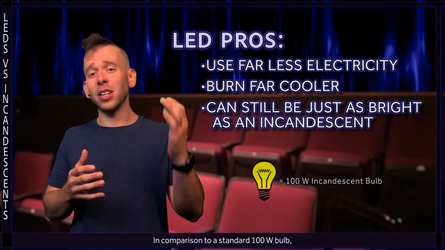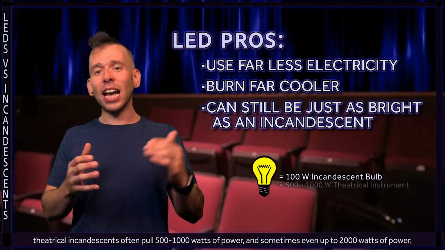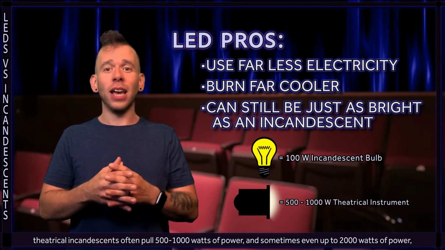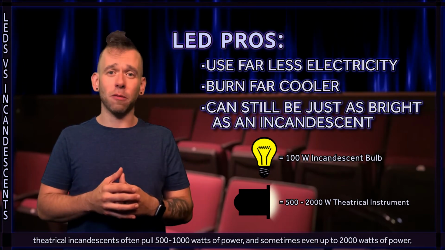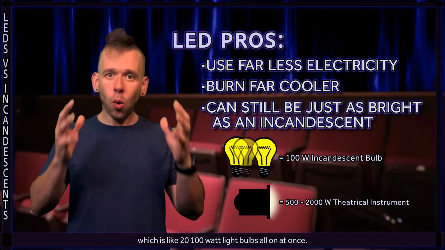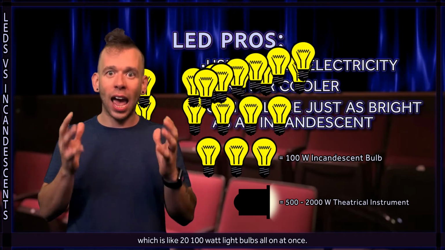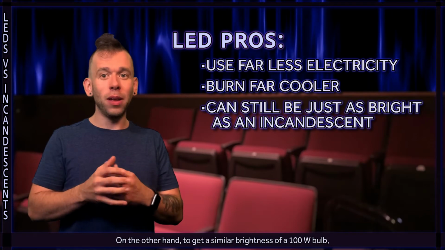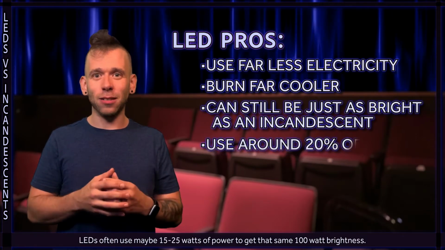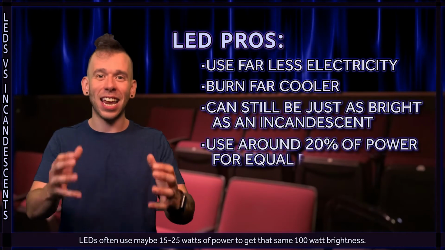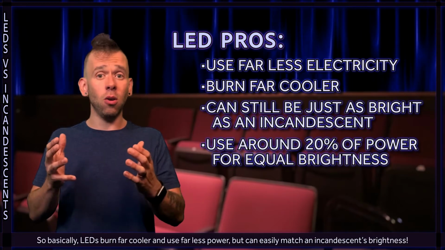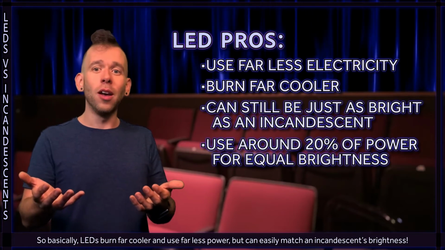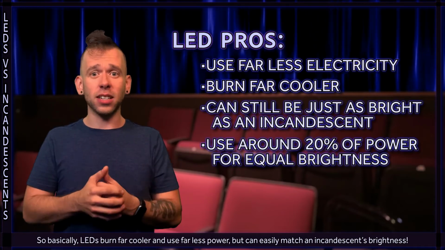In comparison to a standard 100-watt bulb, theatrical incandescents often pull 500 to 1,000 watts of power, and sometimes even up to 2,000 watts of power, which is like 20 100-watt light bulbs all on at once. On the other hand, to get a similar brightness of a 100-watt bulb, LEDs often use maybe 15 or 25 watts of power to get that same 100-watt brightness. So, basically, LEDs burn far cooler and use far less power, but can easily match an incandescent's brightness.